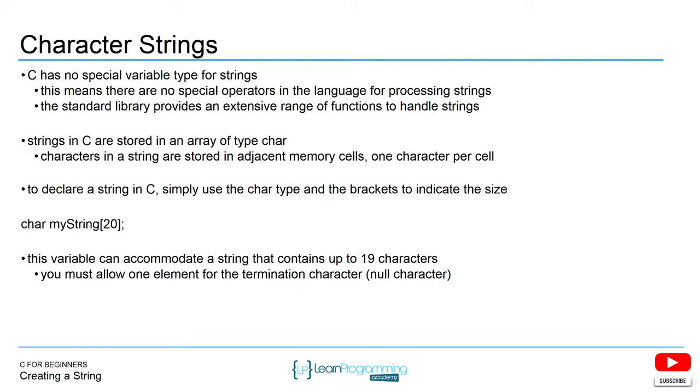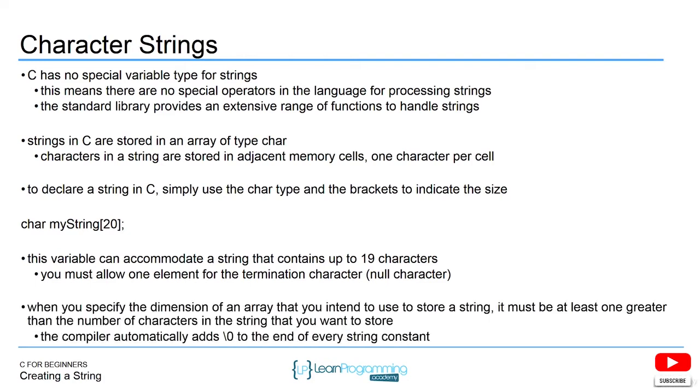That's the simplest way. So the variable can accommodate a string that contains up to 19 characters. Remember this null character. If you say that your string size is going to be 20, that means only 19 characters can actually be stored because you have to have that 1 extra character for the null. Keep that in mind. When you specify the dimension of an array that you intend to use to store a string, it must be at least 1 greater than the number of characters in the string that you want to store. The compiler will automatically add the null terminator at the end of every string constant.